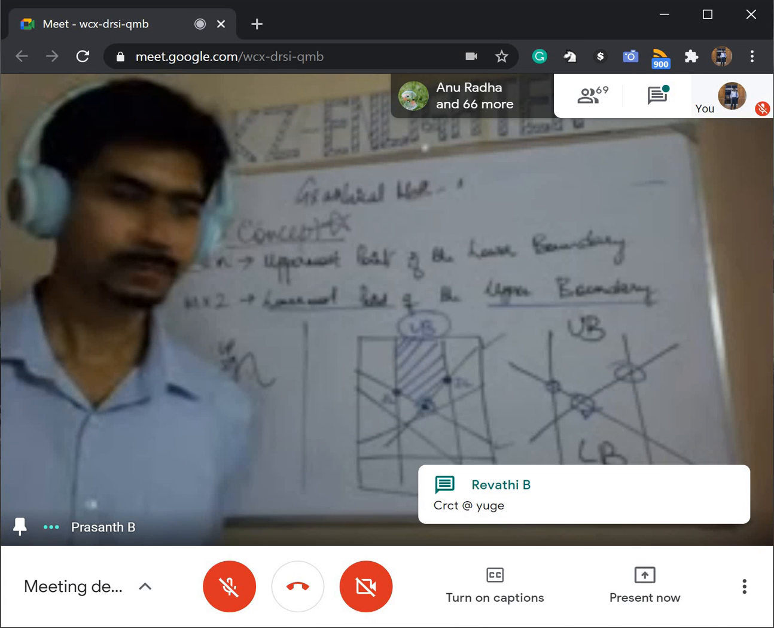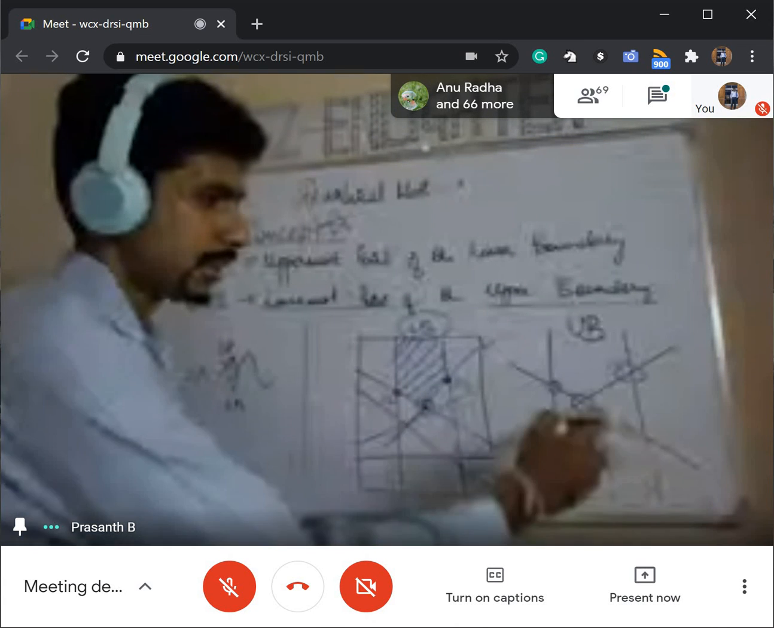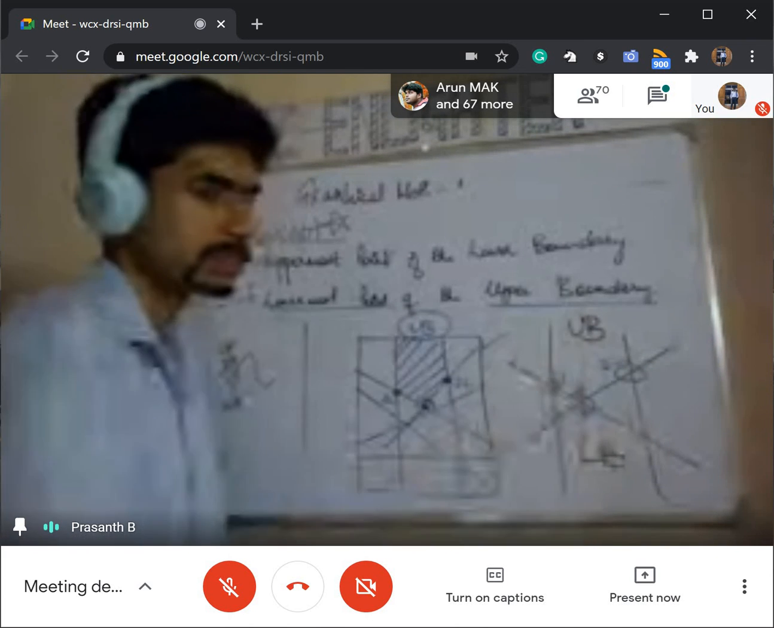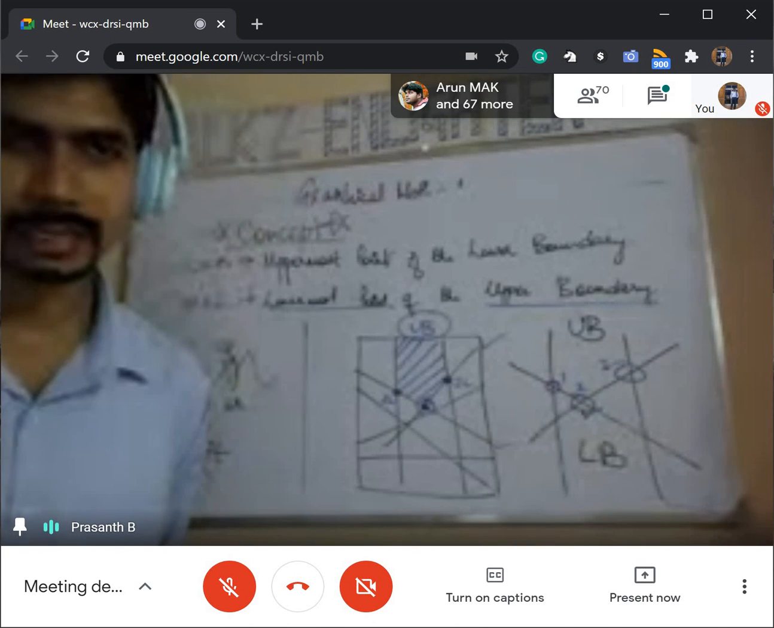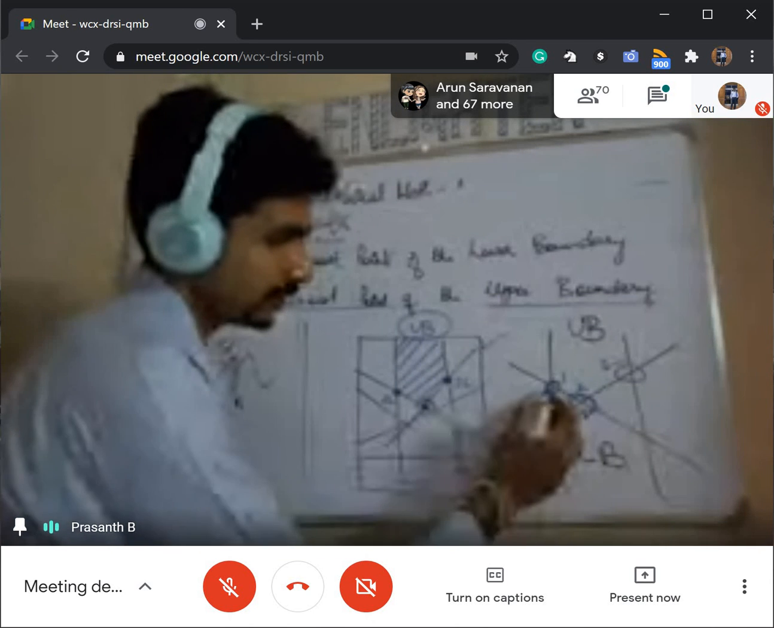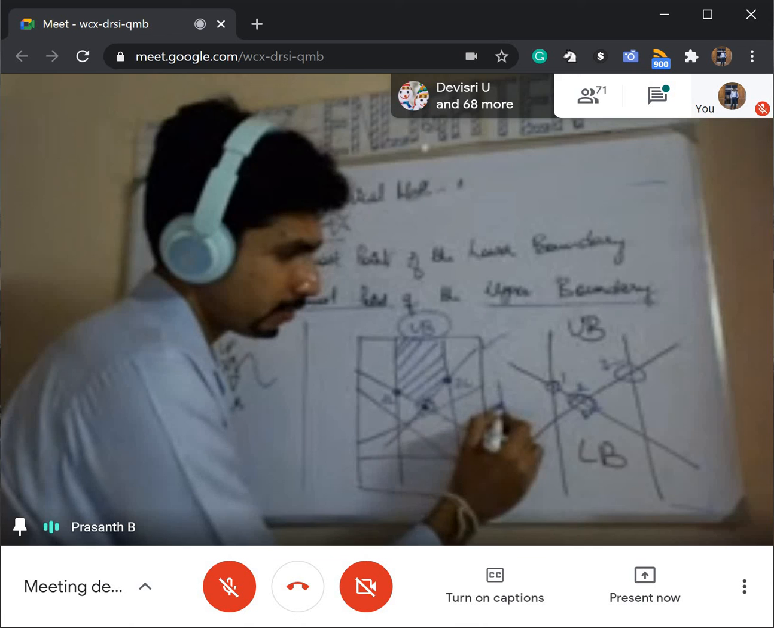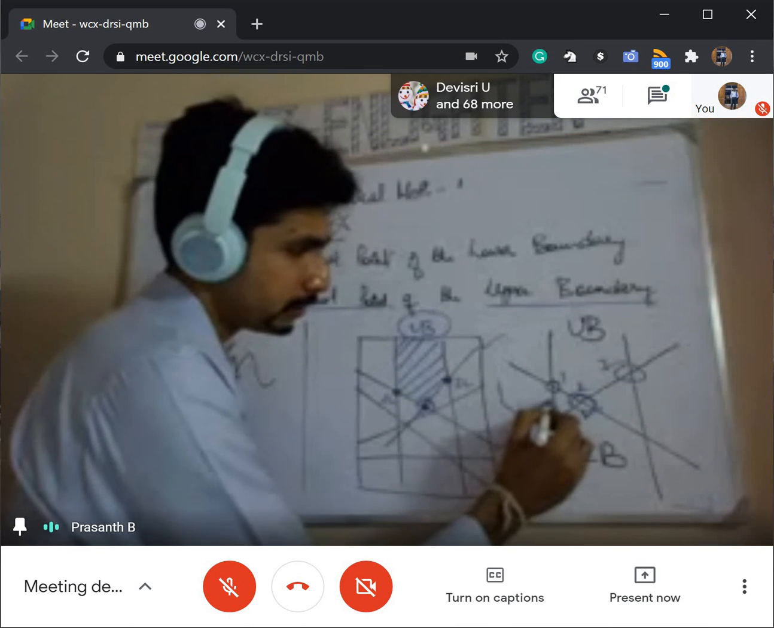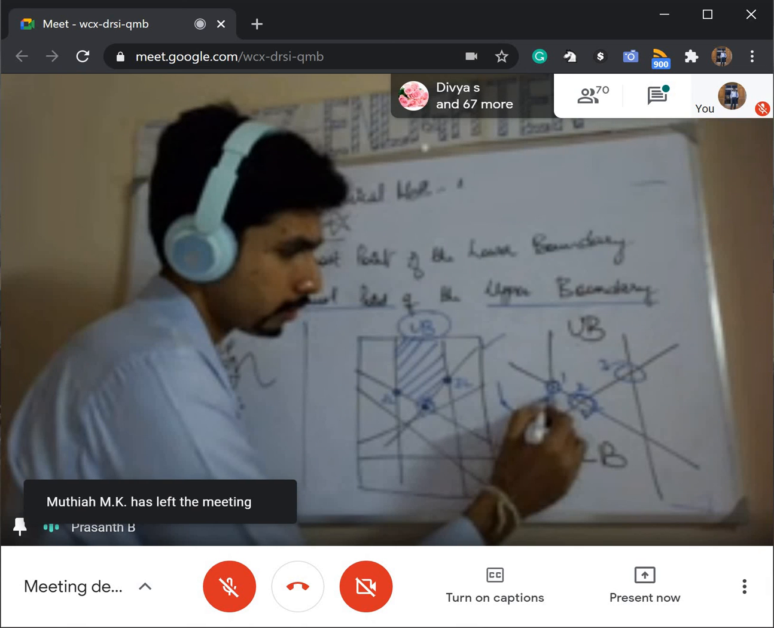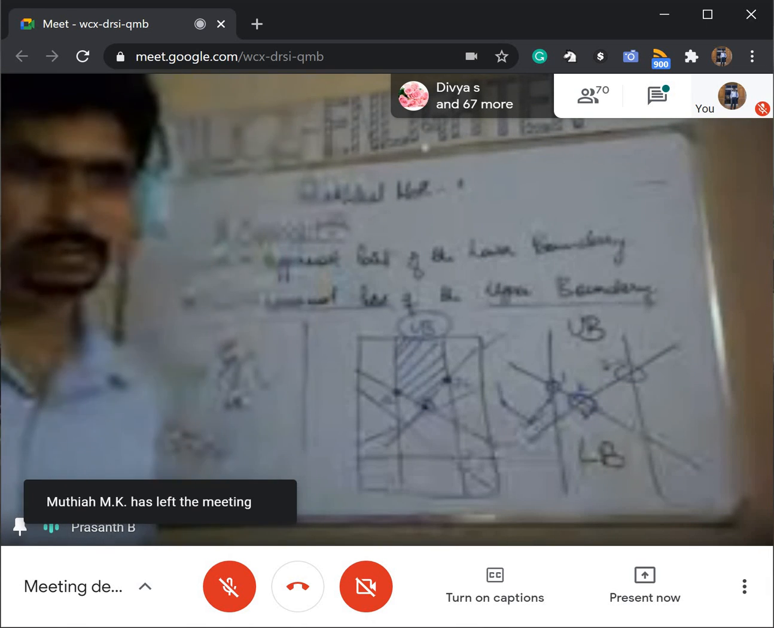Okay, simple. This line, this is the upper boundary. 1, 2, 3. These are the 3 points. In the 3 points, the least is the second one. Because you can see, it comes like this. So this is 1 point, this is 1 point, this is 1 point. Obviously, this is the lowest.